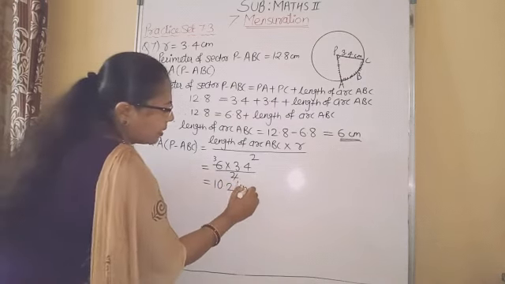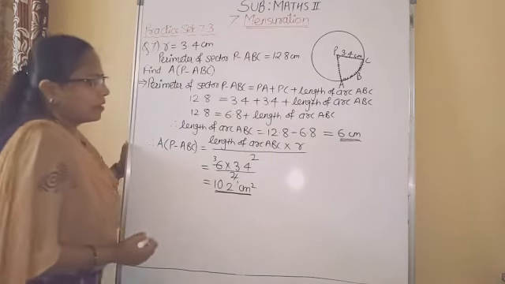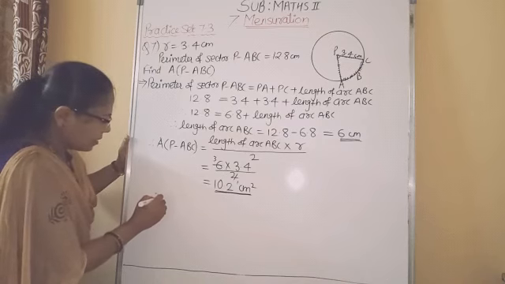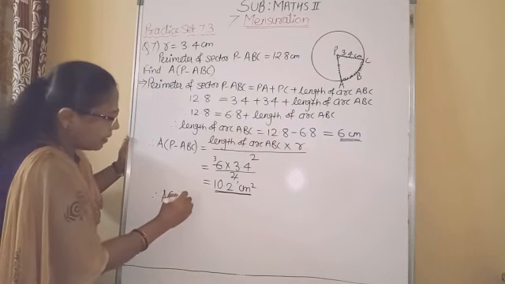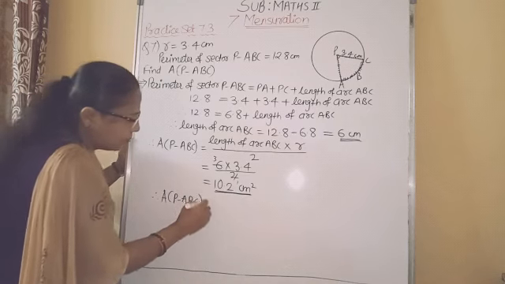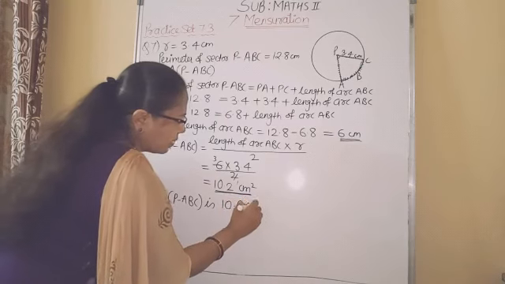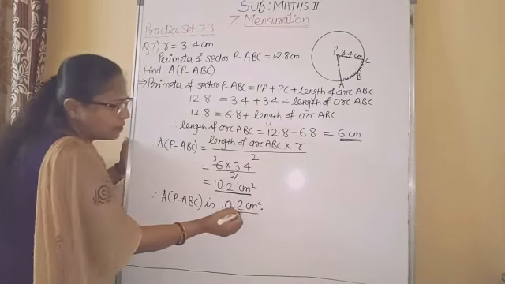So the unit for area is centimeter square. Follow how we calculated and then write the answer. Therefore, area of sector P-ABC is 10.2 centimeter square. This is the answer.